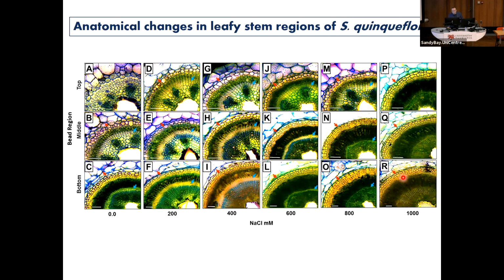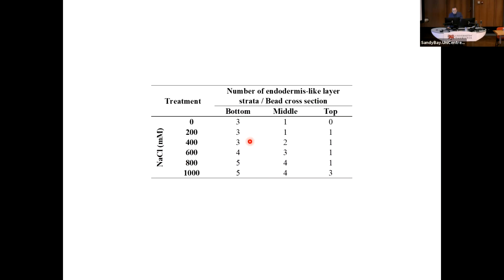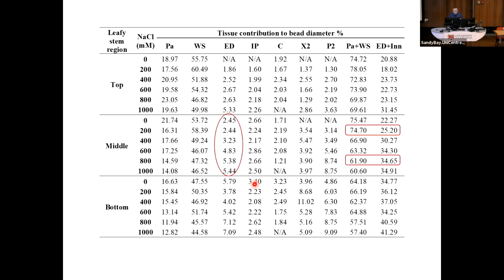Here we can see the endodermis-like layer increased in number of strata and thickness with increasing salt concentrations. So this is the number of endodermis-like strata, I counted them, and it increases with increasing salt. We have tissue contribution to bead diameters. We measured different diameters of these tissues, and you can see here that the endodermis-like layer contribution is increasing with increasing salt from 0 to 1000, and here also the same.